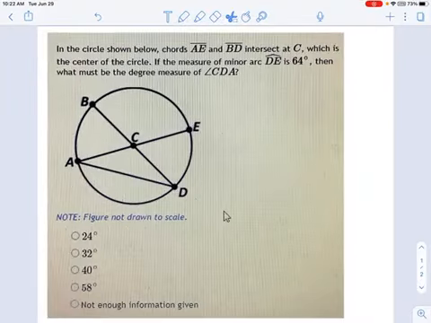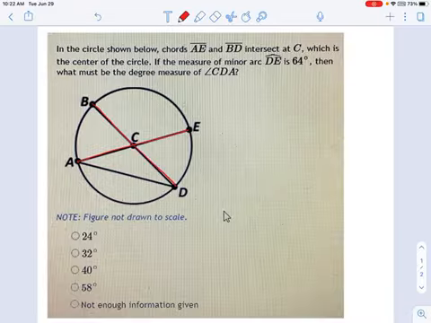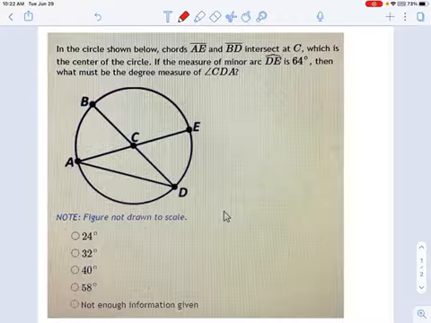So this is a geometric proof problem, and what you have to do in these sorts of things is use your knowledge of circles and lines and the way angles interact to try and prove something that they're asking for. So let's see what we're given here. AE is this line right here. BD is this other line, and we're told that they intersect at C, which is the center of a circle. So that's useful information. C is the center.